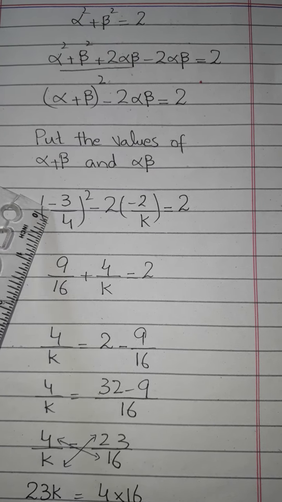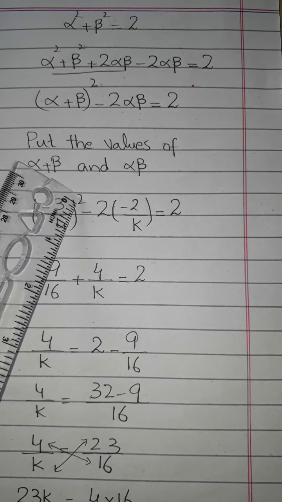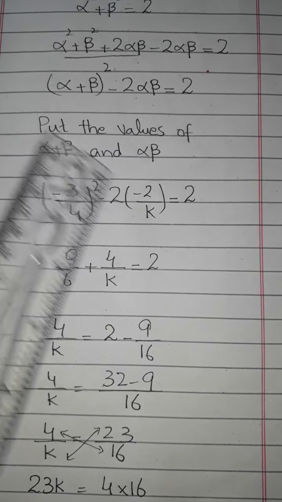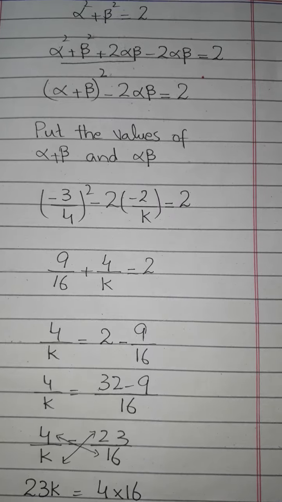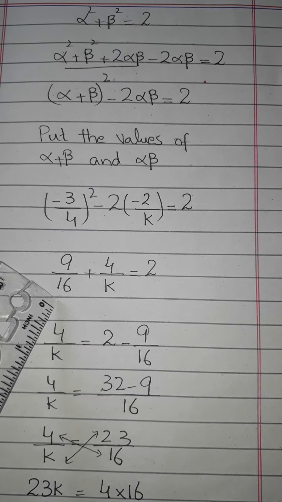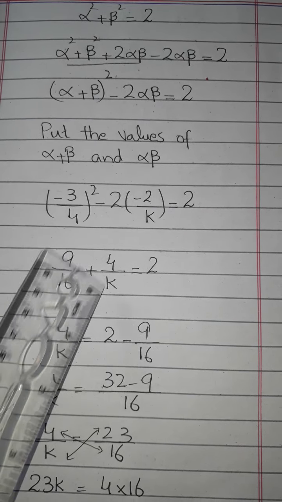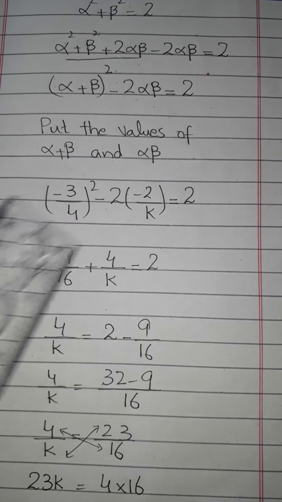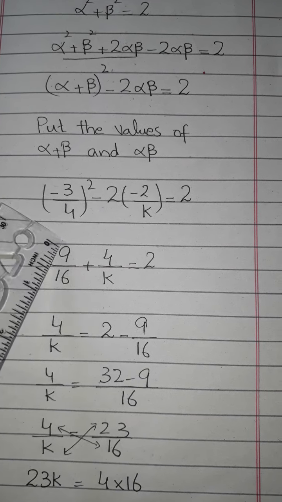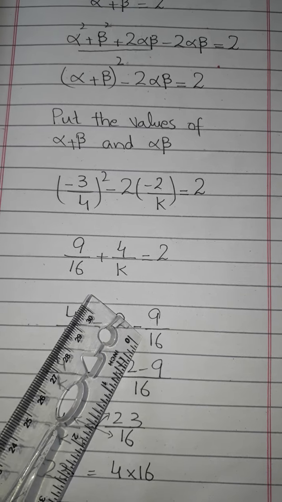Alpha plus beta, which is equal to minus 3 by 4, means it's the sum of roots, whole square minus 2 alpha beta, minus 2 by k, is equal to 2. After simplification, minus 3 by 4 whole square, which is equal to 9 by 16, minus minus plus 2 multiplied to 4 by k, which is equal to 2. Now 4 by k and 9 by 16 shift to the other side. It will become minus 9 by 16.